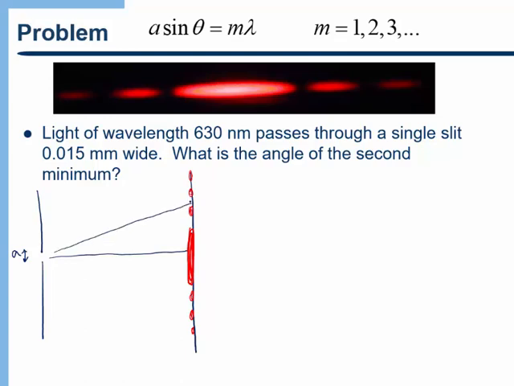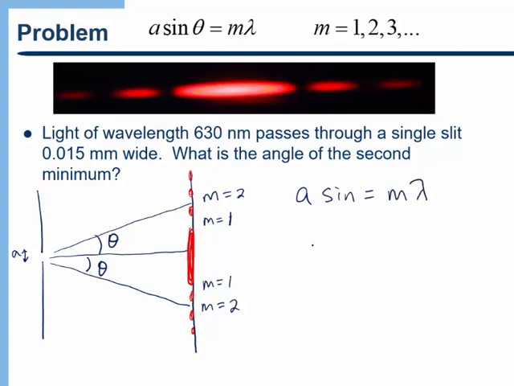Okay, so this problem is asking us to find the angle to the second minimum. So that would be right here. Remember that the second minimum here would be M equals 2. The first minimum would be M equals 1. And again, we can look at either side. It's the same. So whether we're talking about that angle theta or that angle theta, that's what's going to be given by the formula. And therefore, in this case, we'd start with A sine theta is equal to M lambda. Solving that for theta, theta is going to be the inverse sine of M lambda over A.